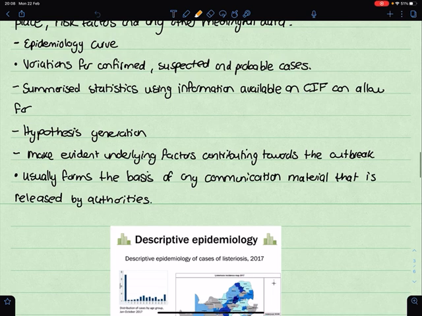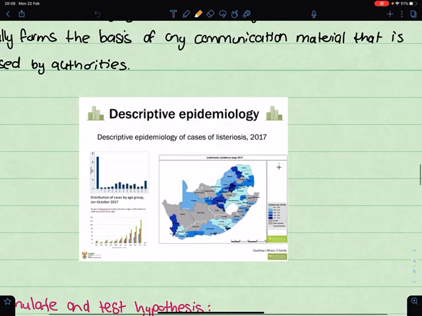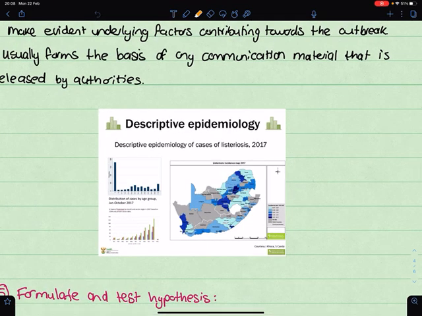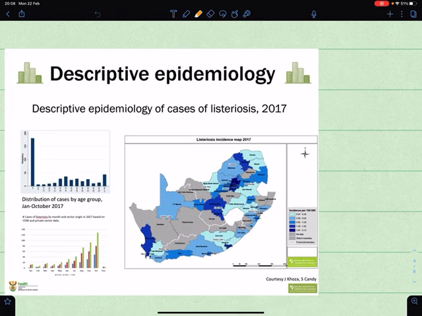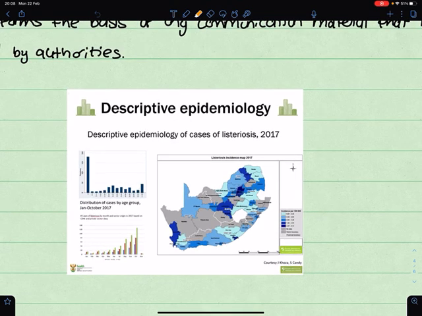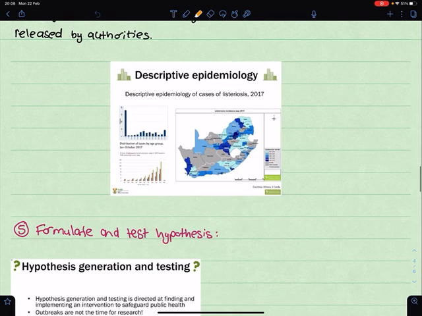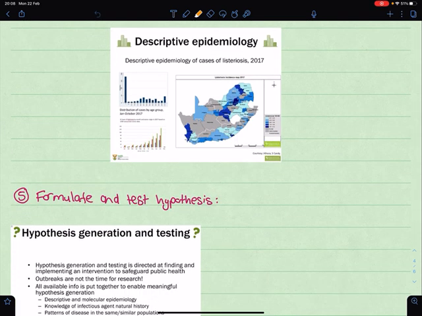You have hypothesis generation and things like that. So here's an example of how you would do your fourth step, to describe the epidemiology. This is the listeriosis outbreak in South Africa in 2017. As one can see, the epidemiology is described in this graph.